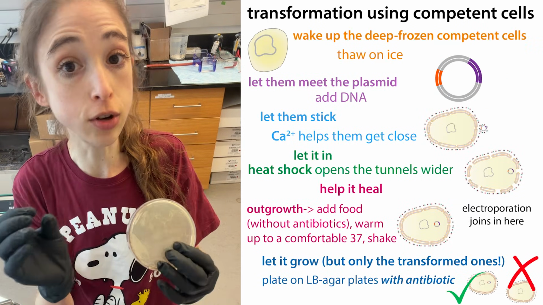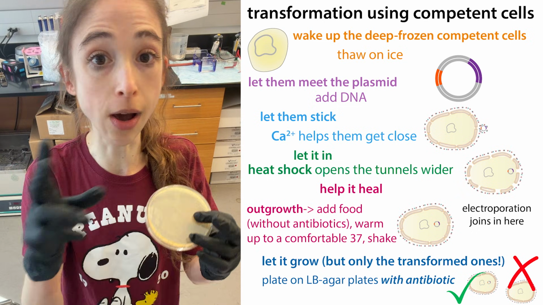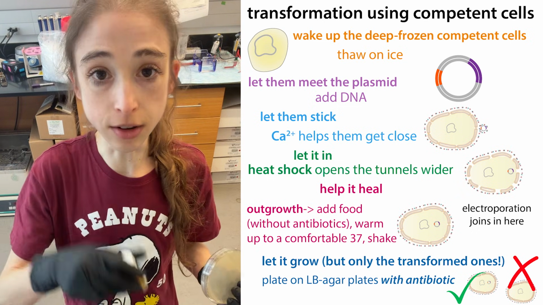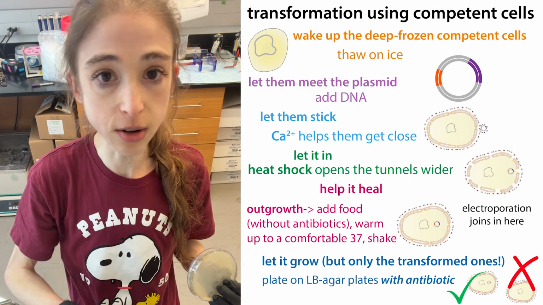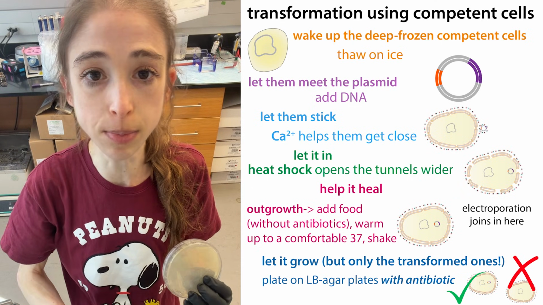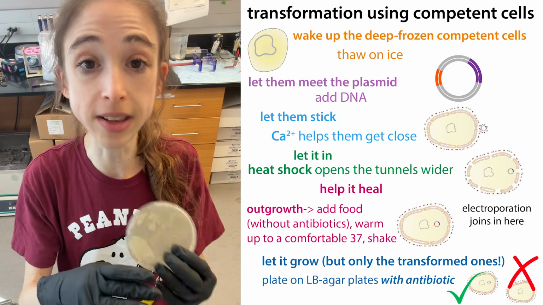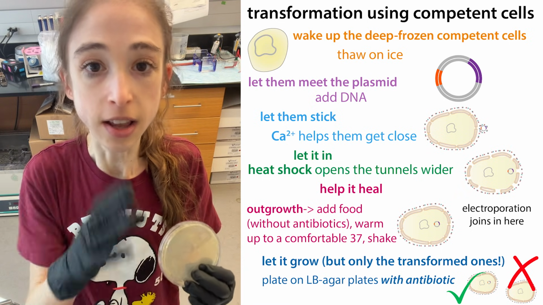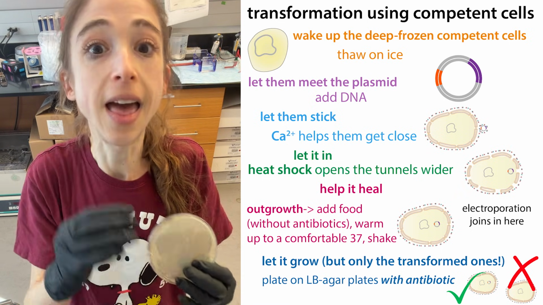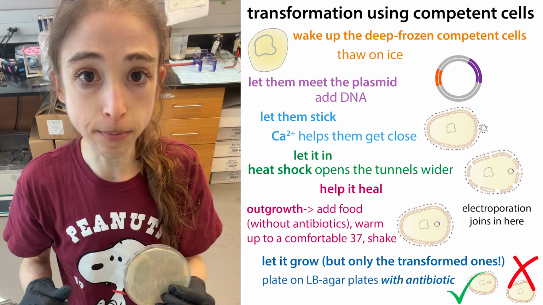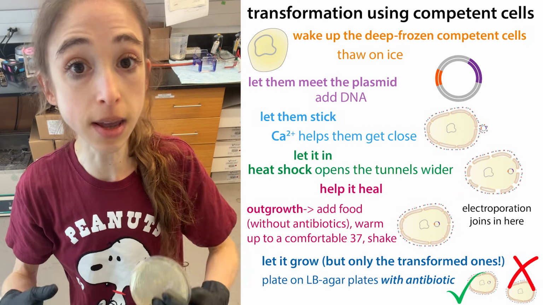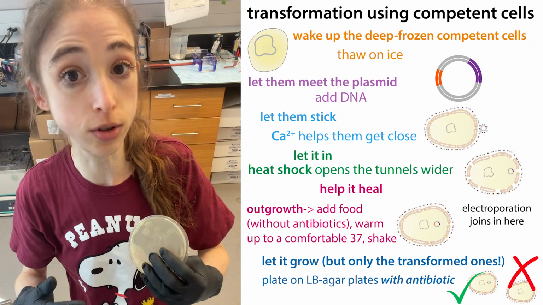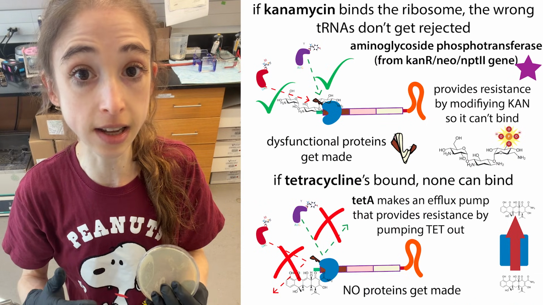And typically after you do that transformation, you then do an outgrowth where you add a nutrient media. So you can either do a super rich media like SOC, or I normally do typical LB. And then you allow them to grow in the absence of antibiotic in a little shaker in a tube. And then you go ahead and plate it on your plate. And the reason why you do this is to allow the bacteria time to recover and to make the proteins that they need in order to combat the antibiotic.